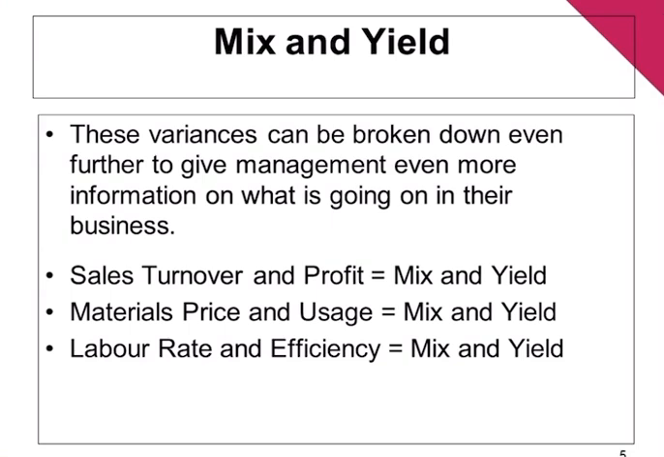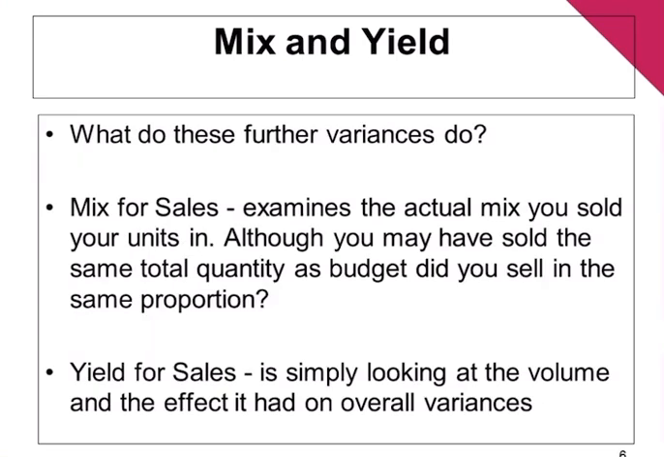Okay, so let's move on. What do these variances do when we're talking about mix and yield? What we're talking about is the mixing, or the proportion, in which you sold your units. Although you might have sold the same quantity of units, if you're selling two or three different products, you might have sold them in a different mix. So that can affect anything from your total turnover to your profit margins.